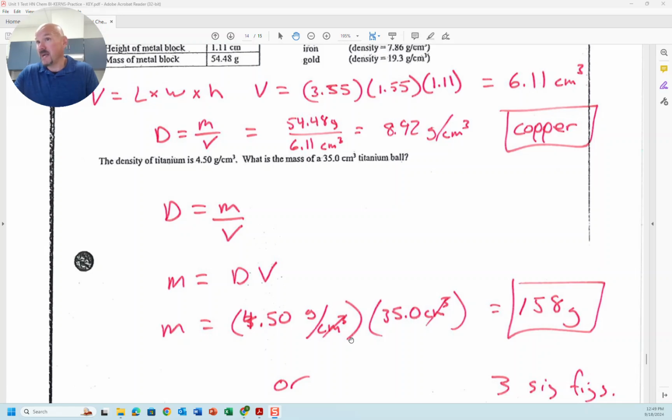As long as the units match, the units have to match. So centimeters cubed cancel out, and you're left with grams. We're rounding to 3 sig digs because my volume had 3 and my density had 3. So my final answer here has to be limited to 3.